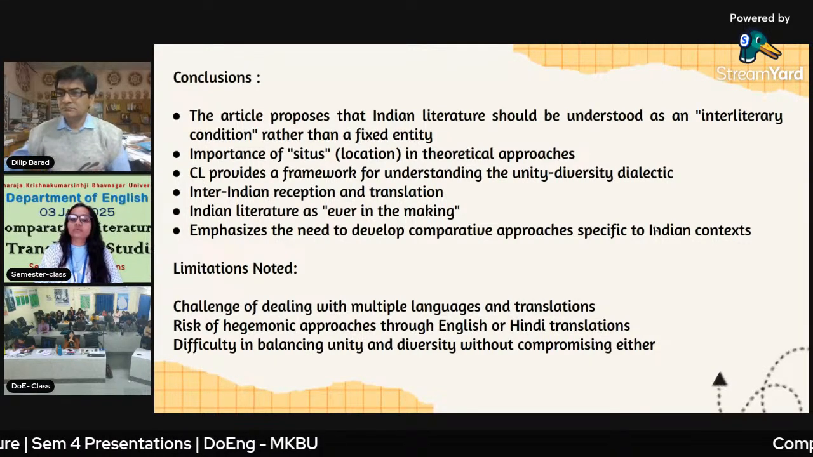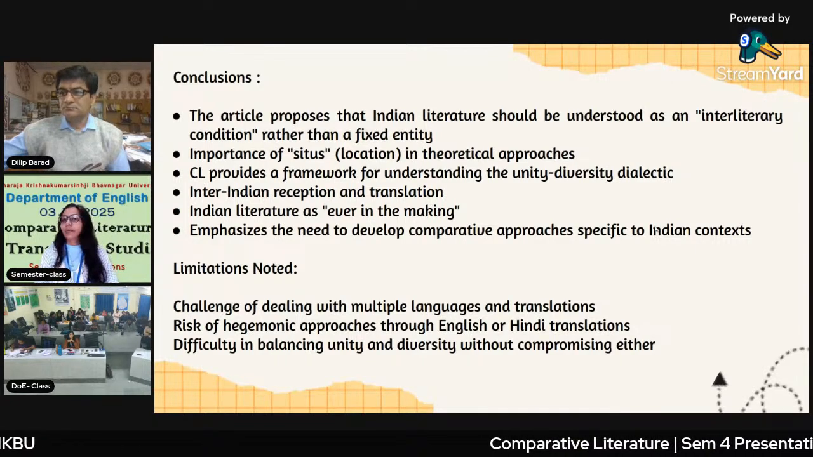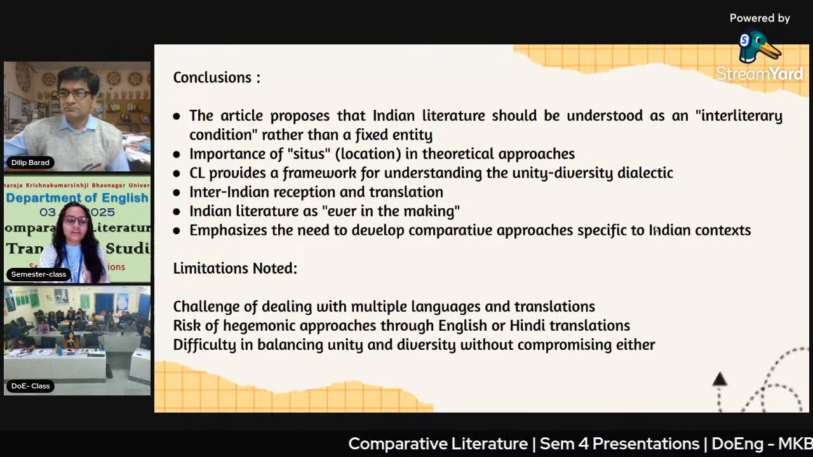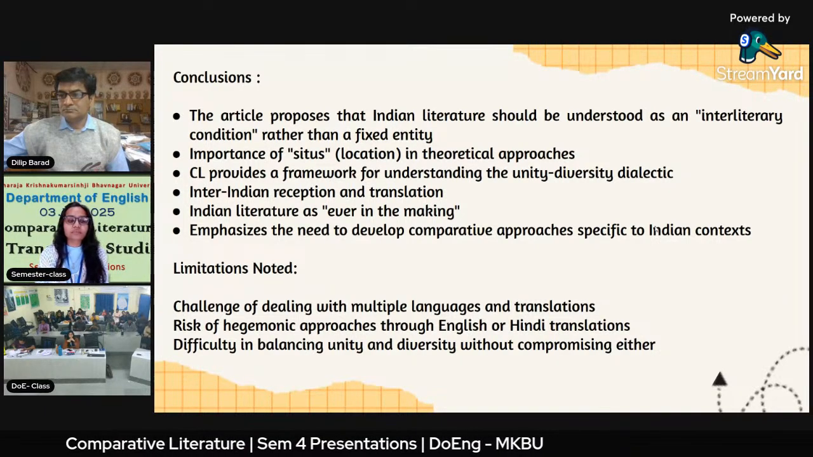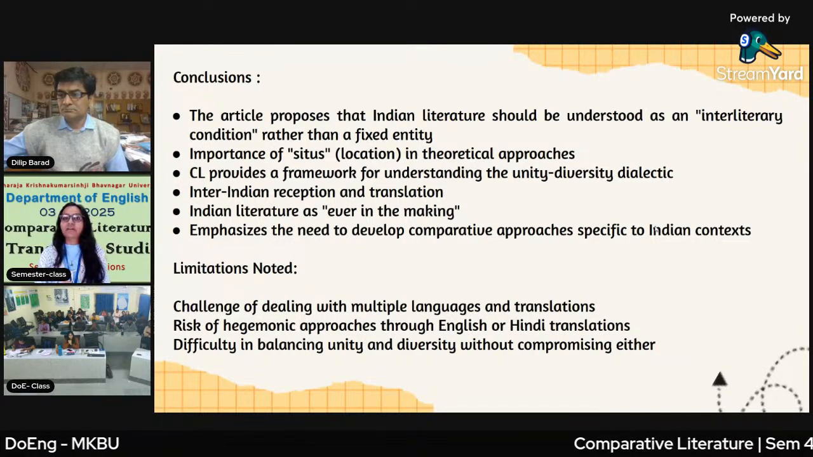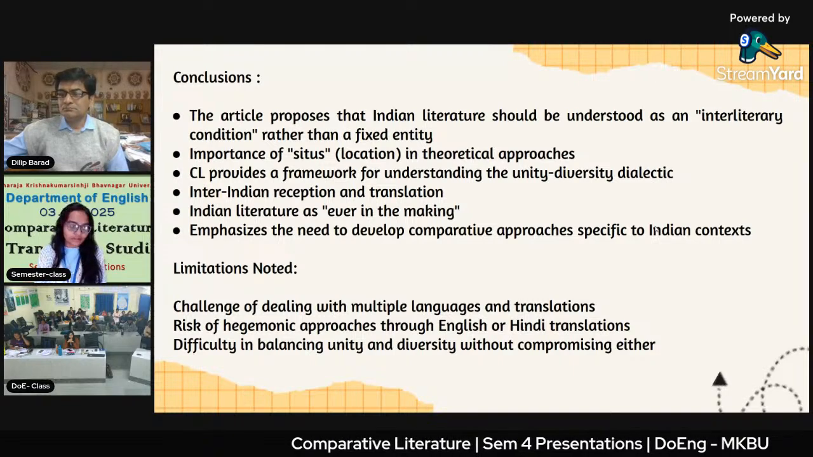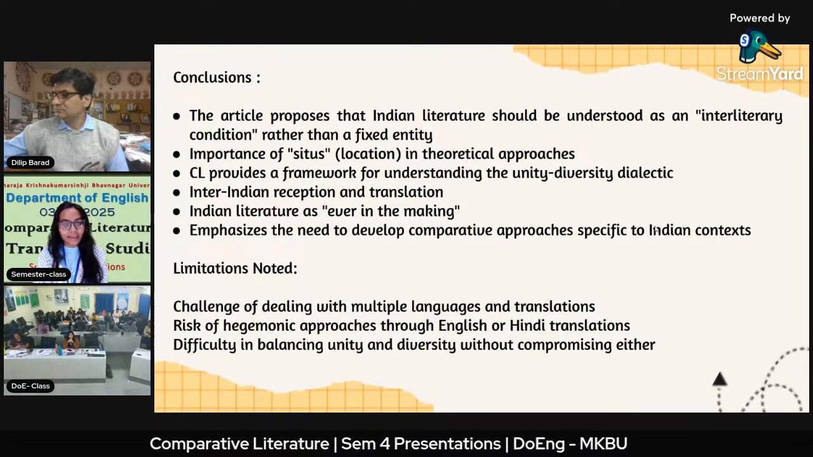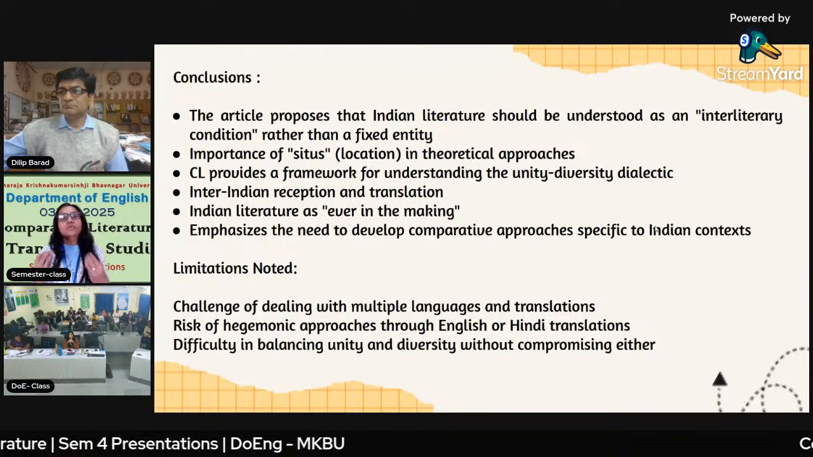Comparative literature provides frameworks for understanding unity, diversity, and dialectic. We appreciate the various dialects of India, while at the same time finding the commonalities, and inter-Indian reception and translation, for example, how languages like Hindi and Gujarati have been influenced by Persian or Farsi languages. Indian literature is ever in the making. It is not a static point, but still an ongoing process.